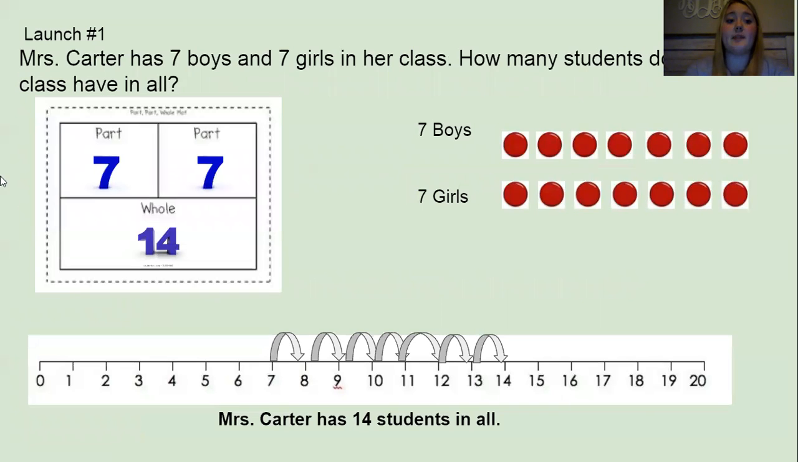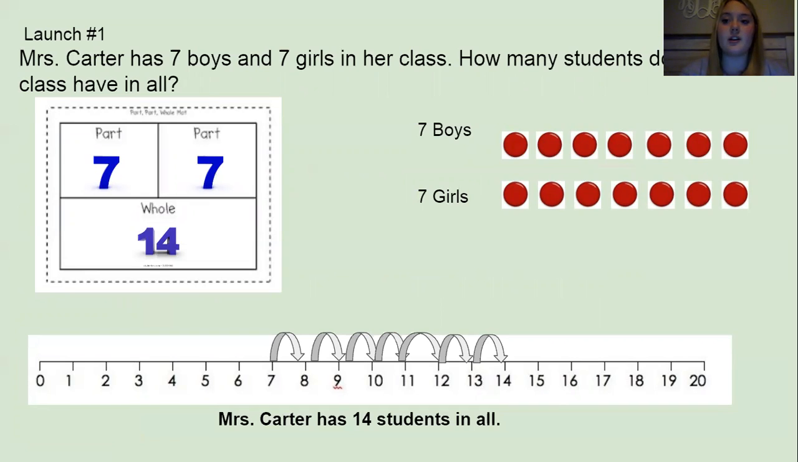Okay, here I'm going to show you 3 different strategies to solve this problem. Let me read the question one more time. Miss Carter has 7 boys and 7 girls in her class. How many students does she have in all? Now, this is a double fact problem.